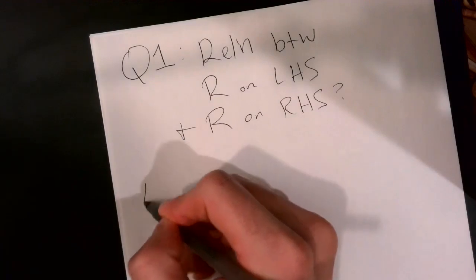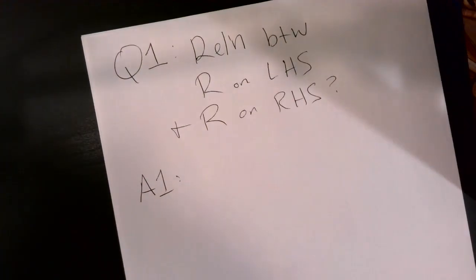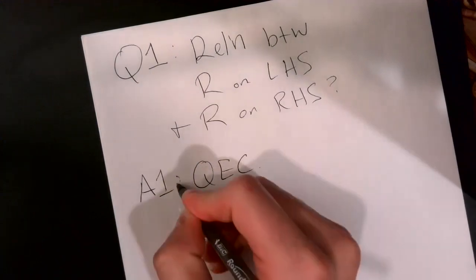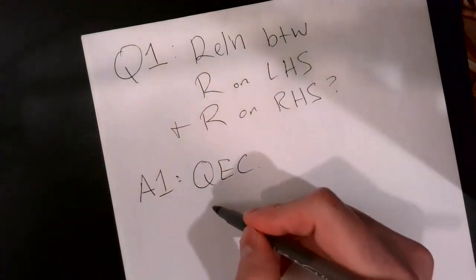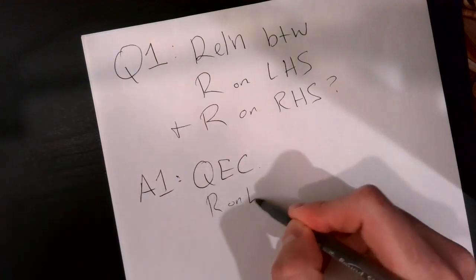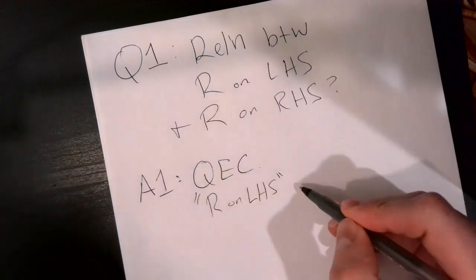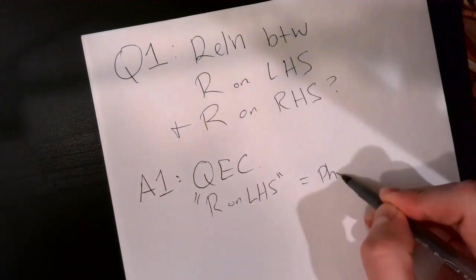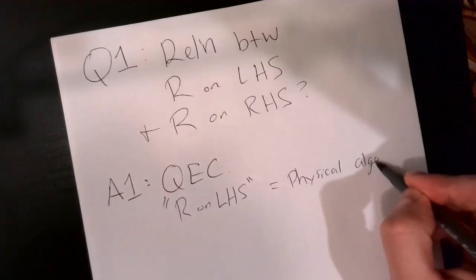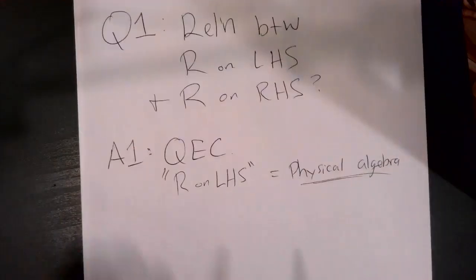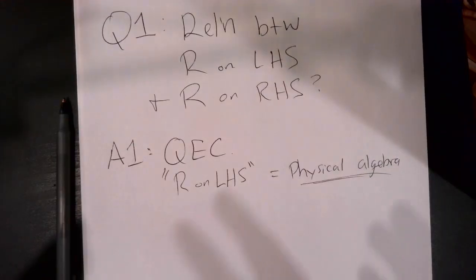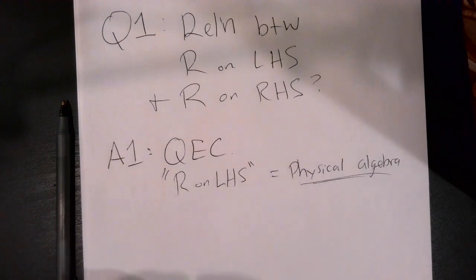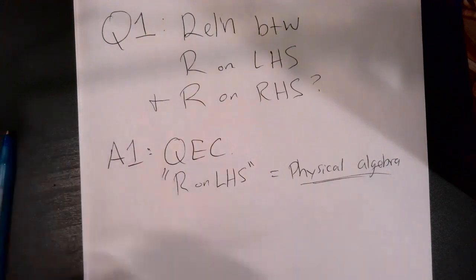And I'll just jump ahead. The answer is going to be one of quantum error correction. That's what I'm going to argue to you as the answer. So you should understand R on the left-hand side as the physical algebra. It's associated to the physical algebra. So just like if you're used to thinking about AdS/CFT as a quantum error correcting code, we talk about the CFT as being the state according to the full algebra, and then the bulk state as being some sort of logical subalgebra. And I'm going to talk about that.